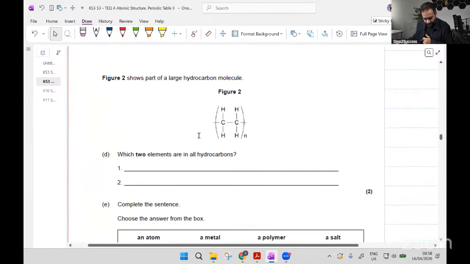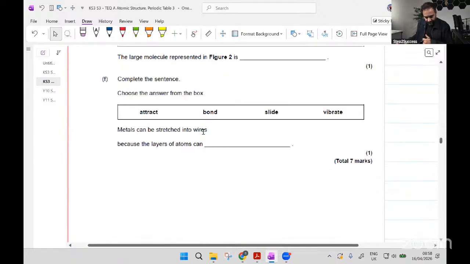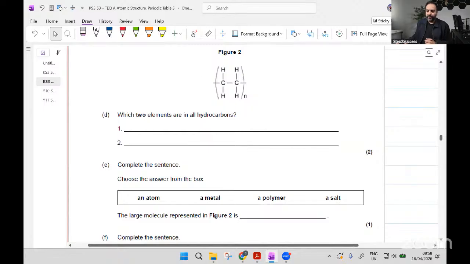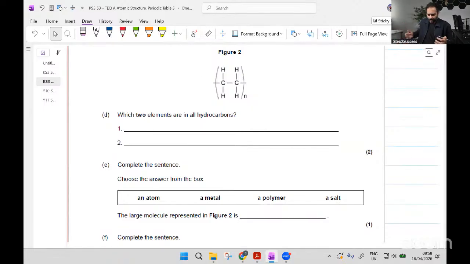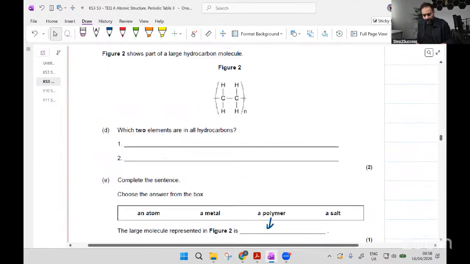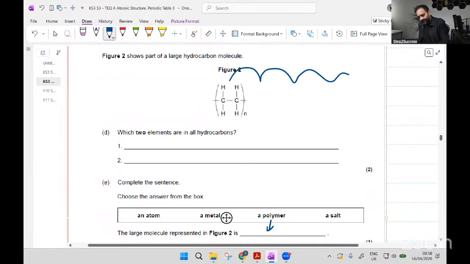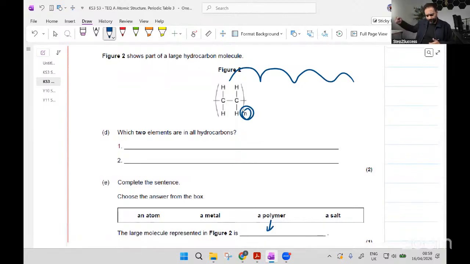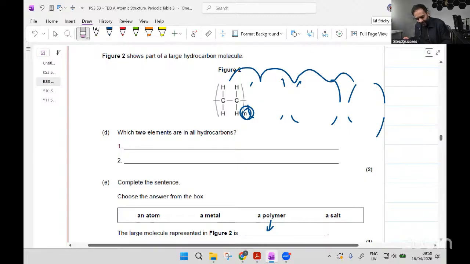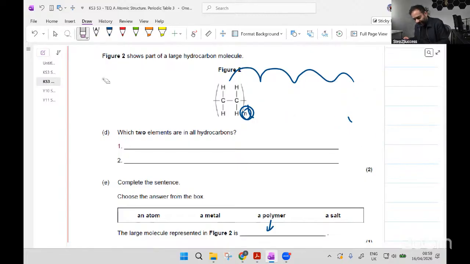The large molecule represented in figure two is, the answer is, and again, you wouldn't have known this because you wouldn't have gone through it in the lesson at least, but over the coming years, you will know this thing. The answer is a polymer. A polymer is basically something that's repeated many times, and this N is telling you that we've got the same thing connected to it. So it's another one of those, and then another one of those. Rather than just draw them all, we put an N there just to show that it repeats itself. A polymer is something that keeps repeating.